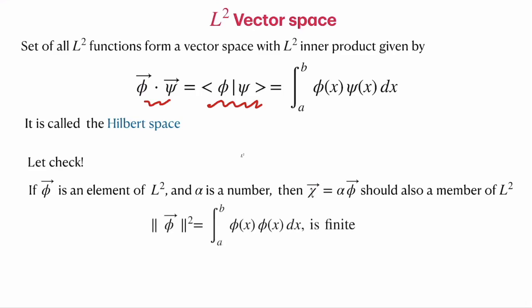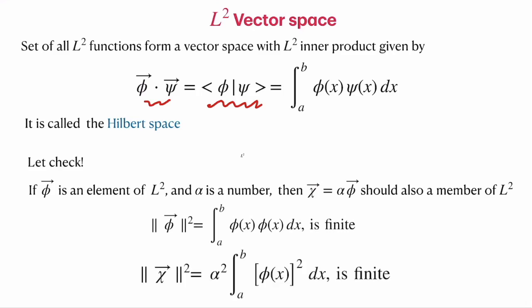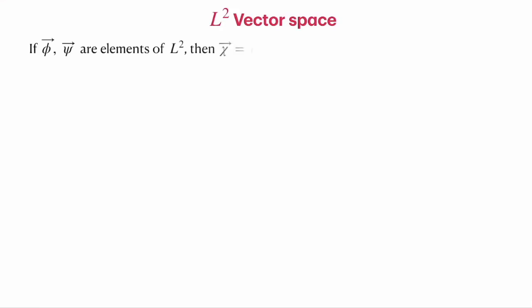That implies that the function psi is also an element of L2 vector space, so it is closed under multiplication by a scalar. Let's look at what we call the addition of two vectors.